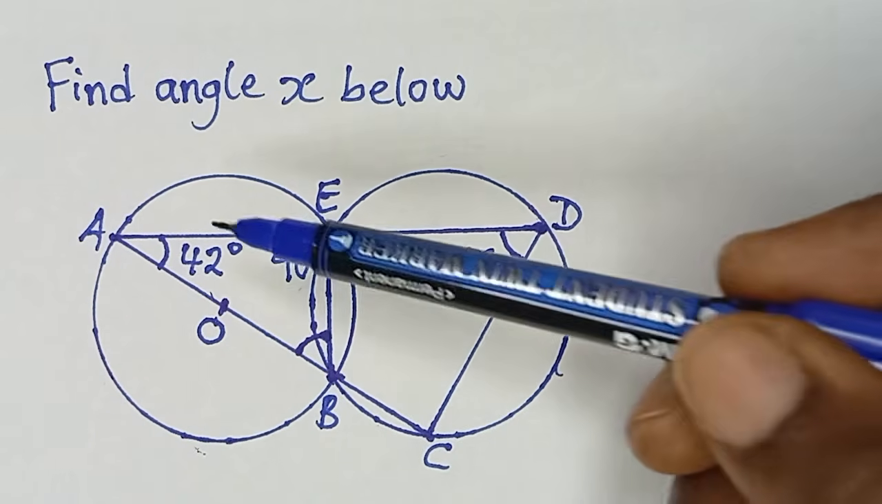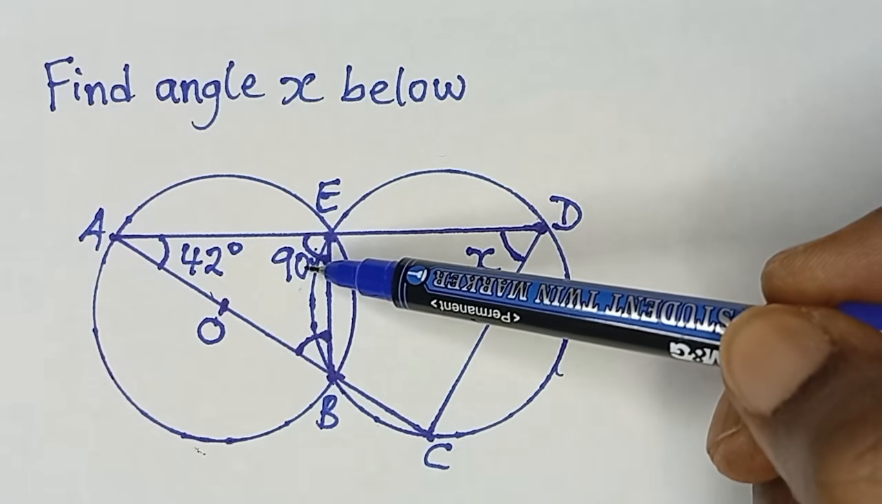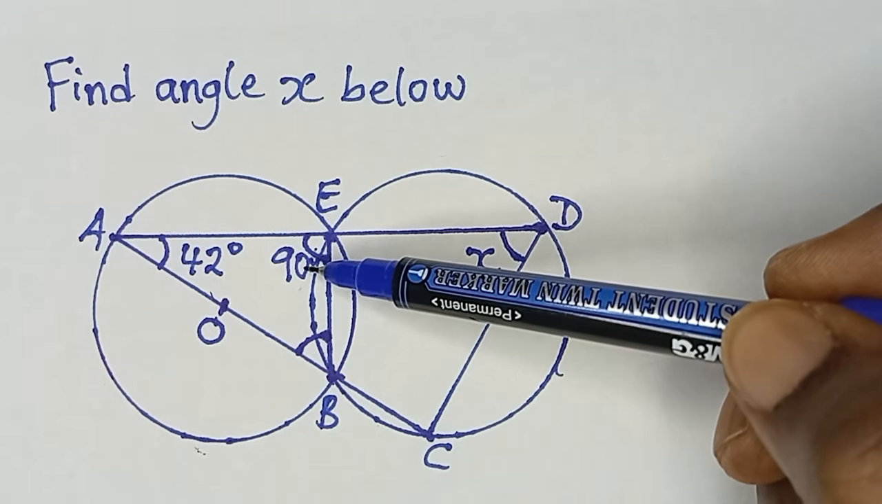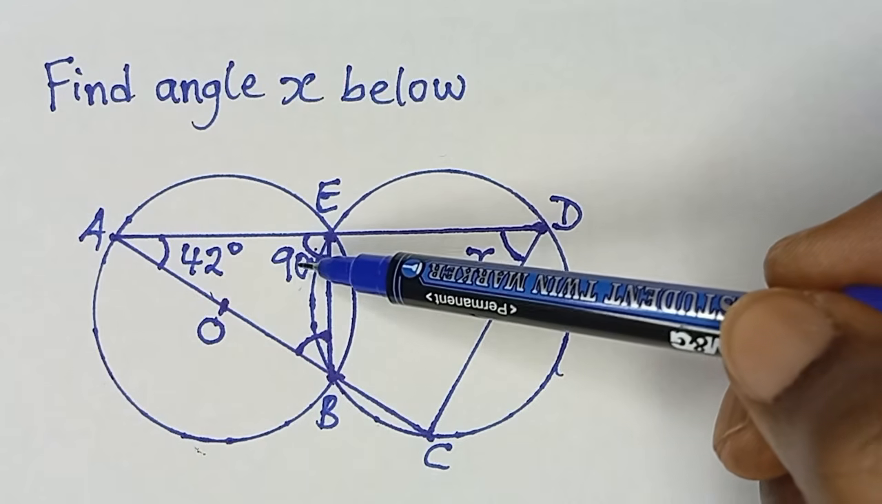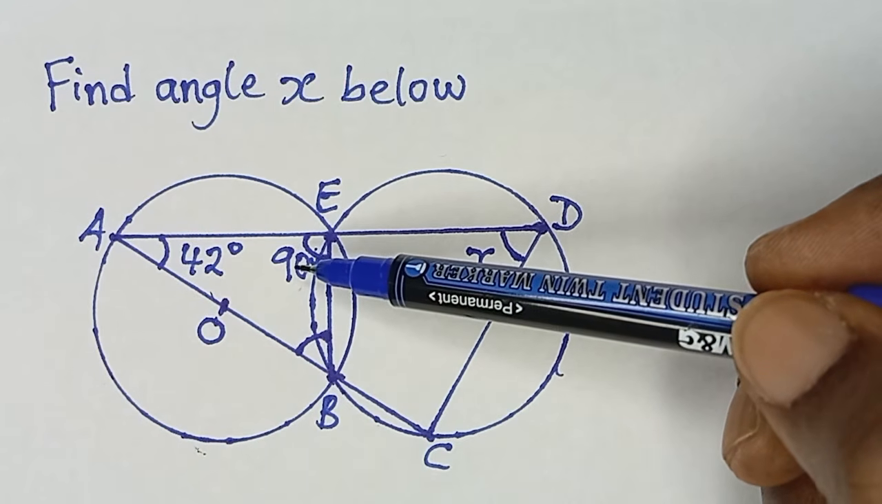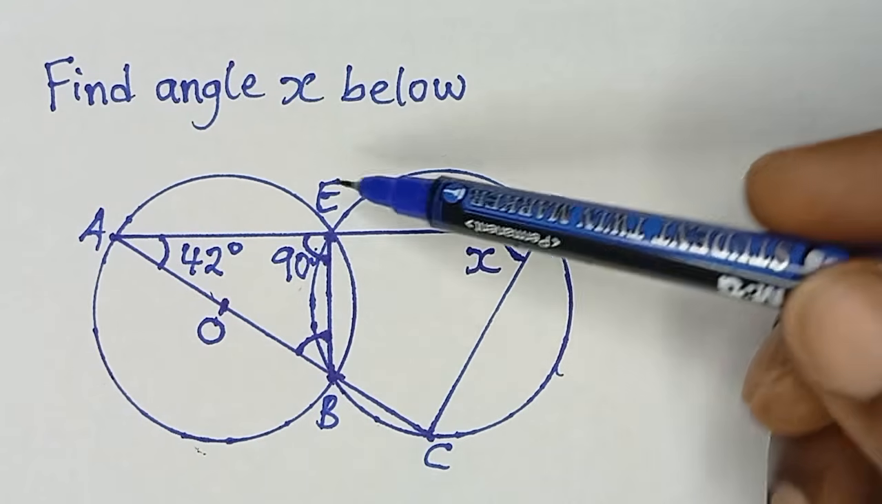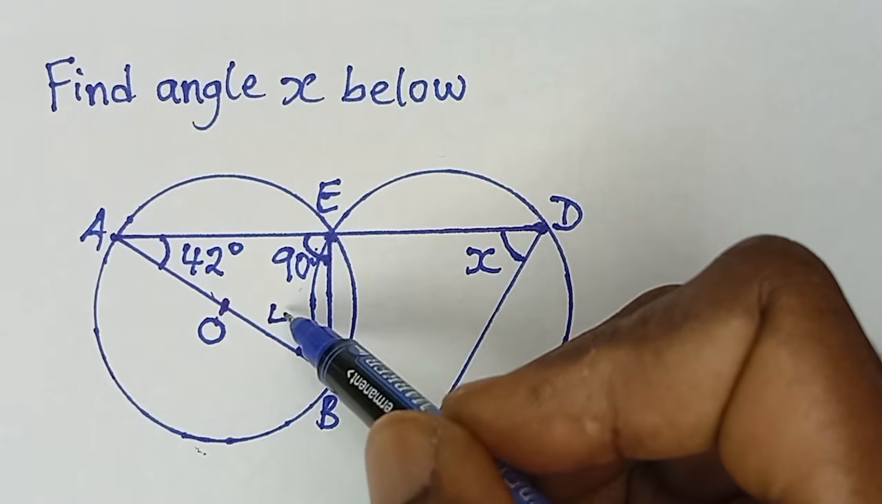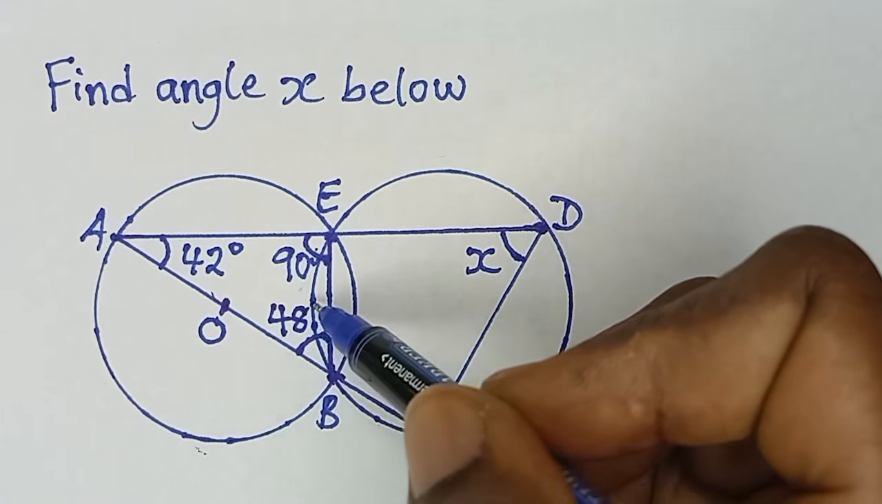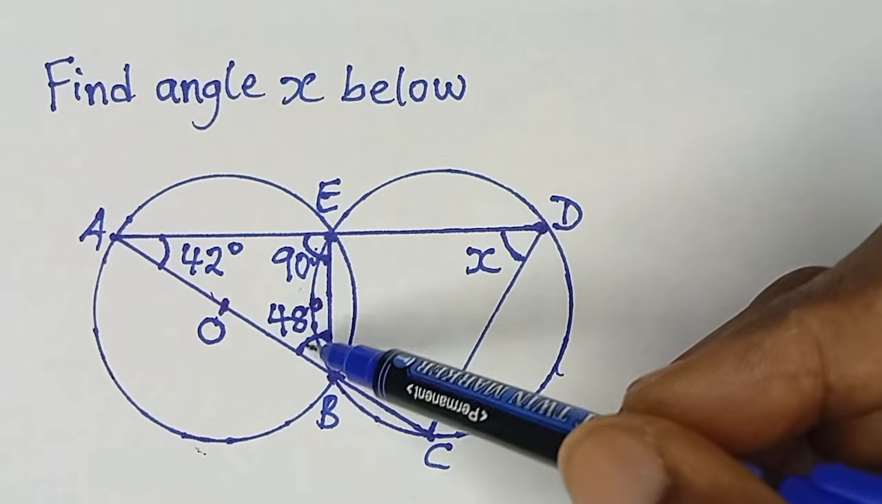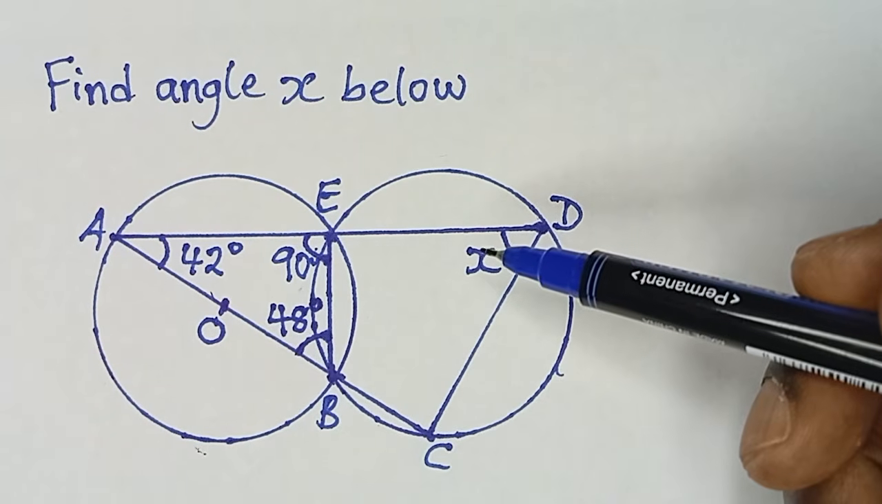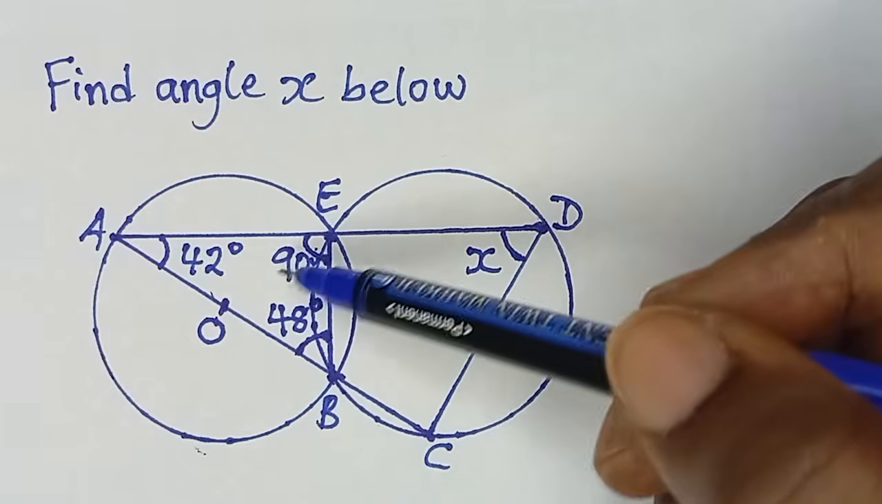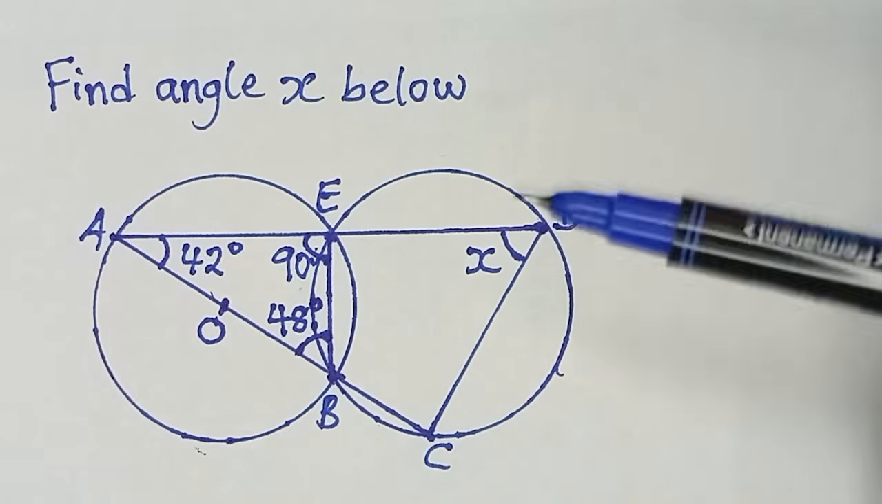So if you look at it, 42 plus 90 is going to give us 132. So if we subtract 132 from 180, it's going to give us 48 degrees. So that means this angle here is 48 degrees. This angle is 48 degrees. Now we are through with this triangle. Now let's move on to this second circle.